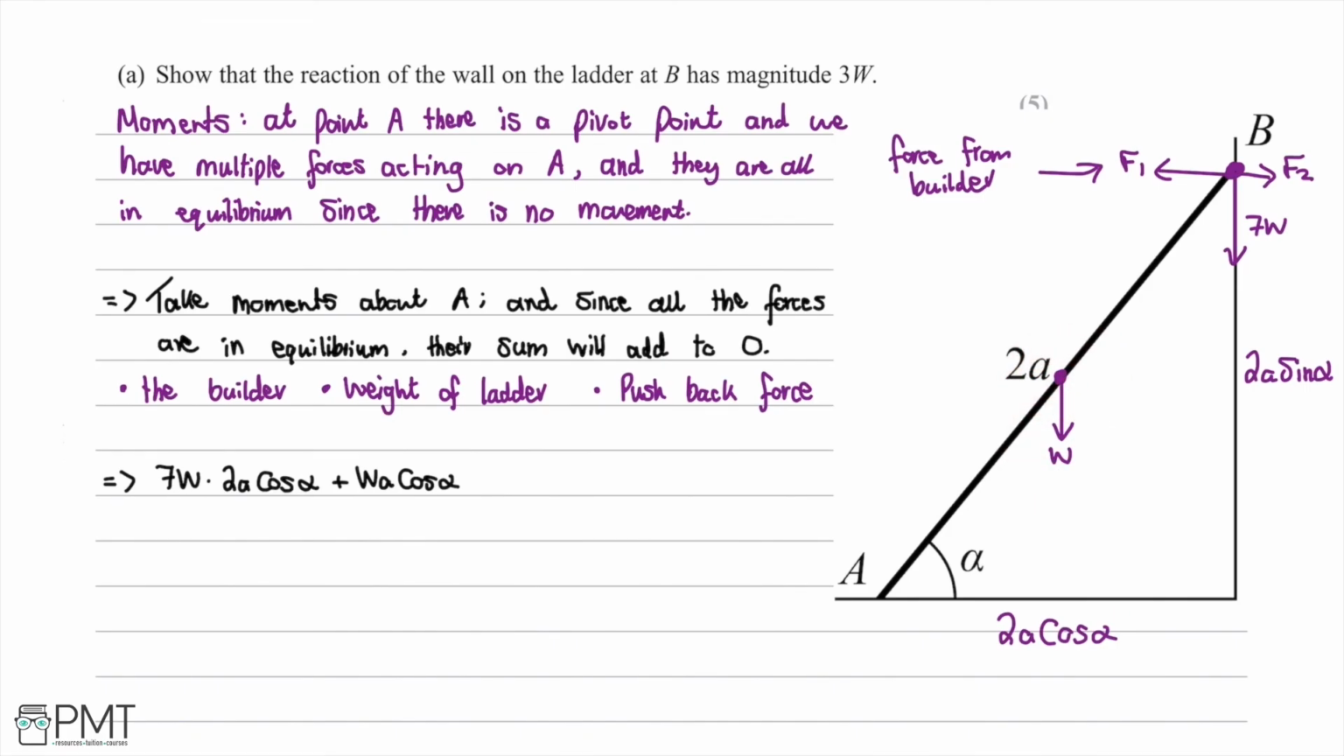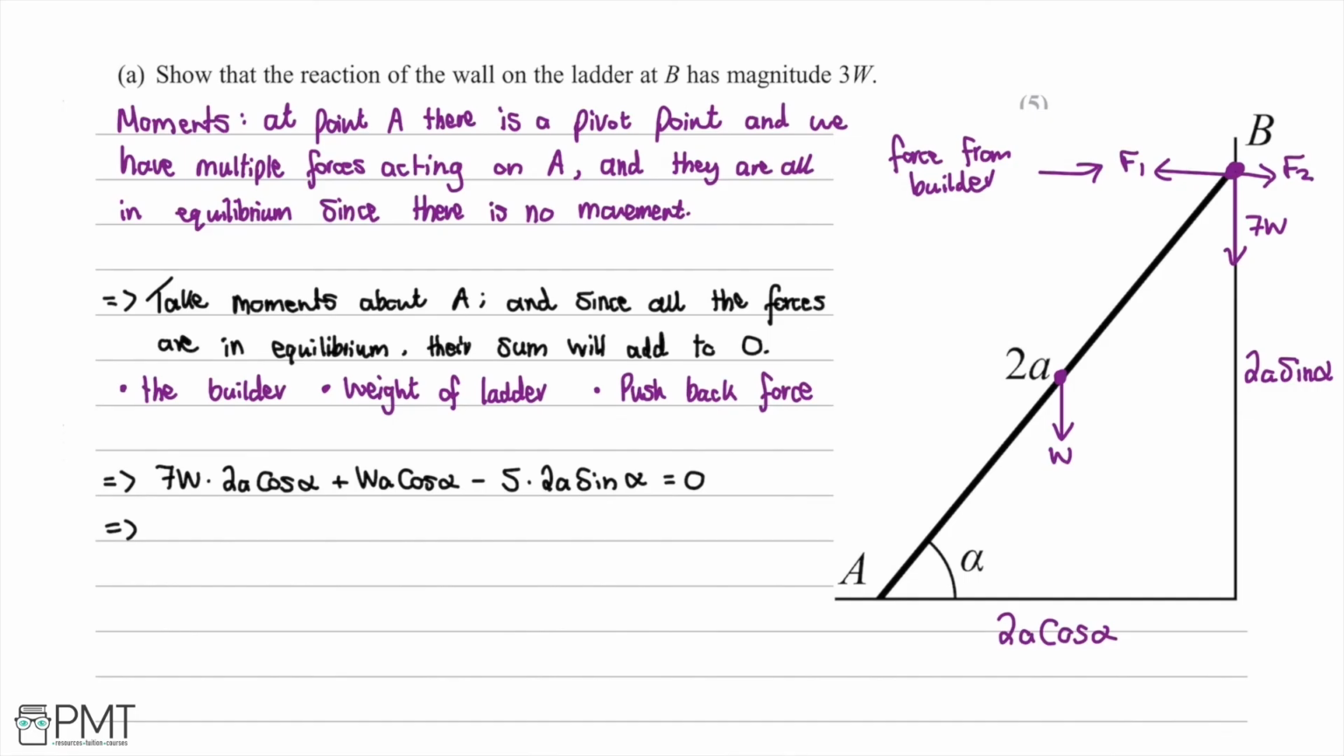And then we have that the pushback force is going to be equal to S, which is the force we are trying to find. So the reaction of the wall on the ladder at B. That is going to be equal to S multiplied by 2A, and this time it's the sine alpha because it's acting vertically. And we know that all of these add to 0. So we can then manipulate these slightly.